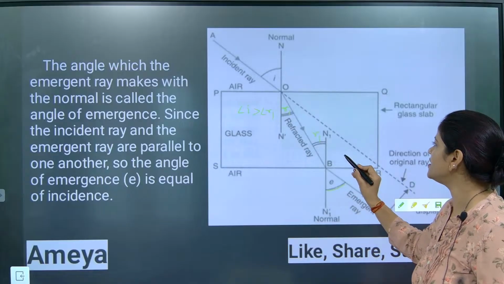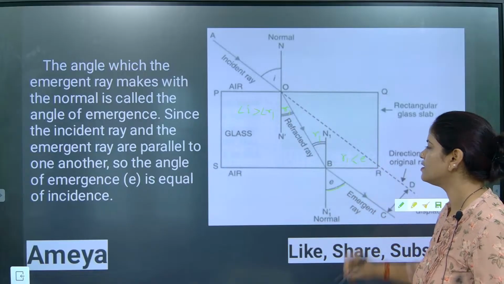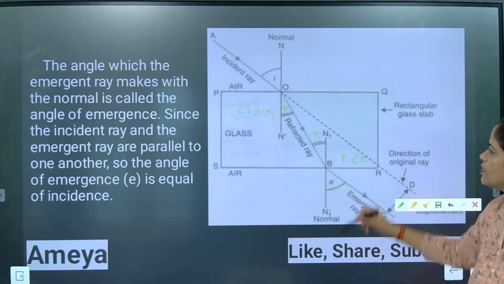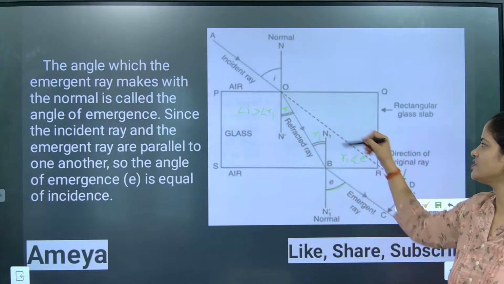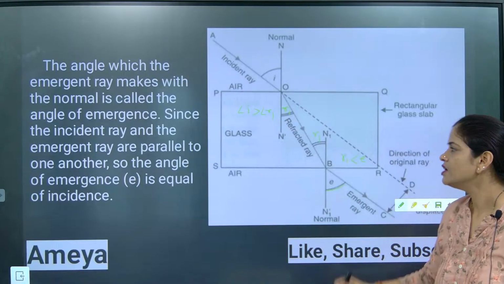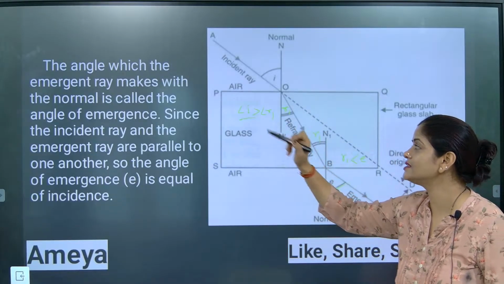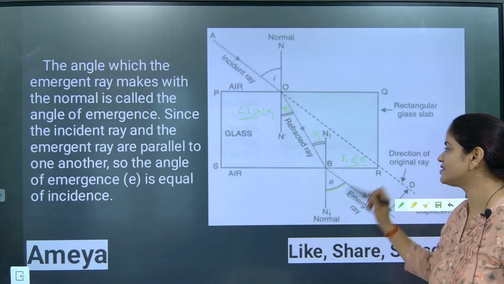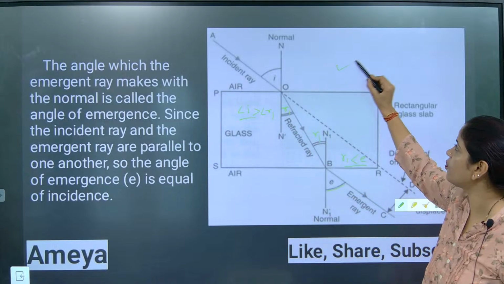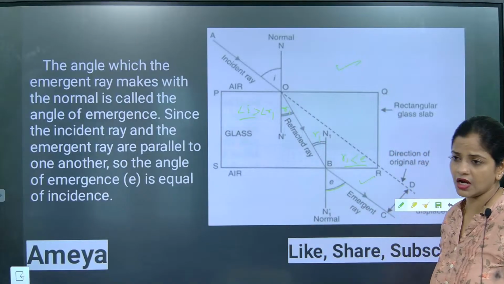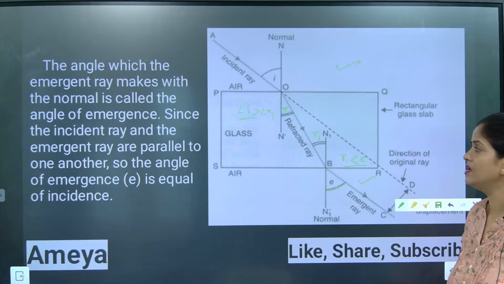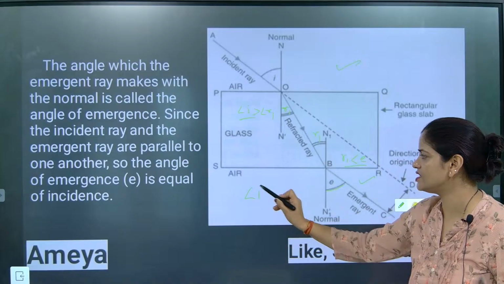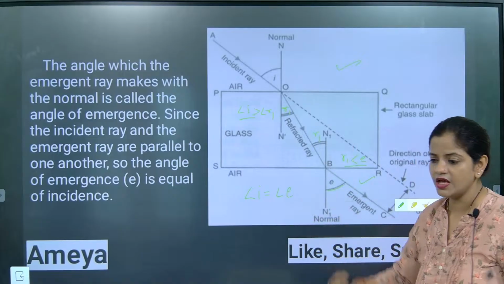So 100% here R1 will be less than E. Correct? Because this is the same medium, so the refraction angle is exactly the same. So here I is exactly greater than R1, and R1 is again less than E. So when you go from one medium and come out again to the same medium, that time the angle of incidence will be equal to the angle of emergence.